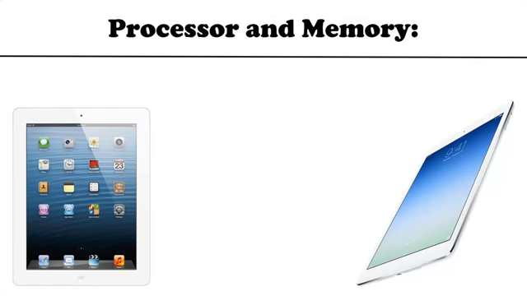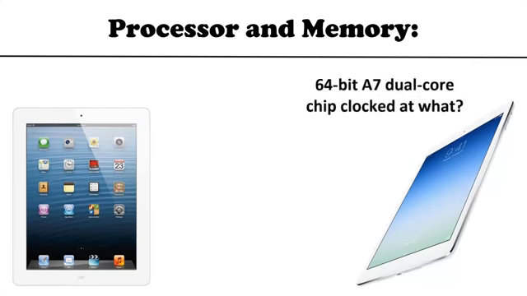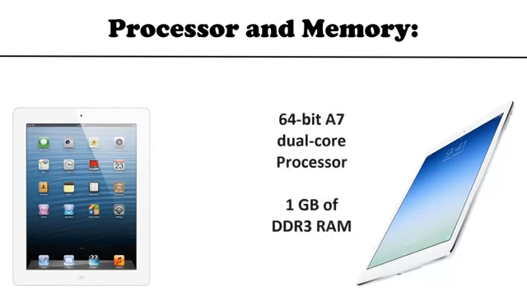So next, let's take a look at the processor. So the iPad Air comes with the same processor found in the iPhone 5S, which is a 64-bit A7 dual-core processor. Now we don't exactly know what the frequency of the cores are. So the iPad Air might come with a higher clock frequency, or it may come with the same 1.3 gigahertz as the iPhone 5S. I personally doubt that. However, it does have 1 gigabyte of DDR3 RAM.